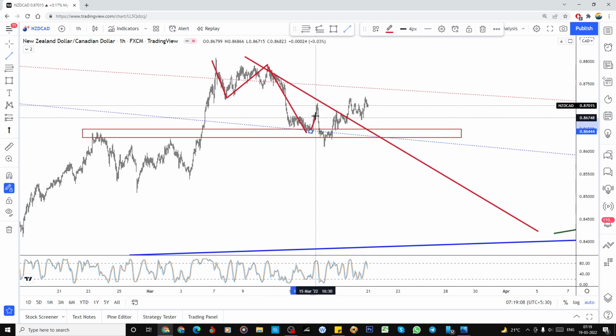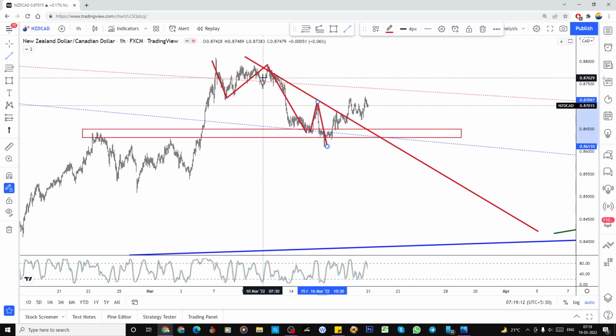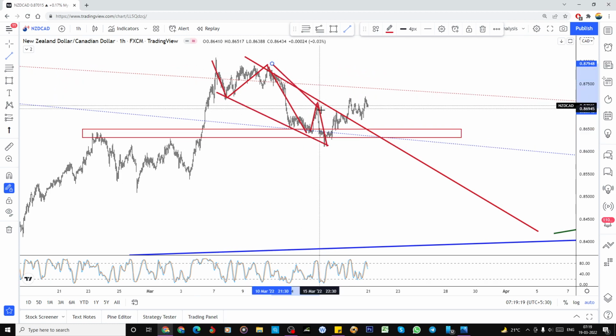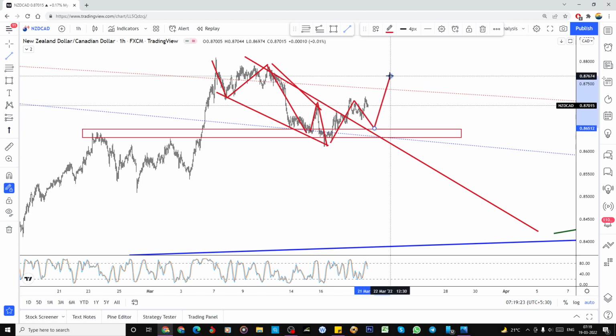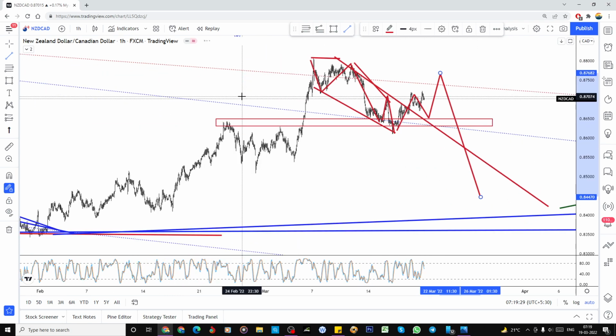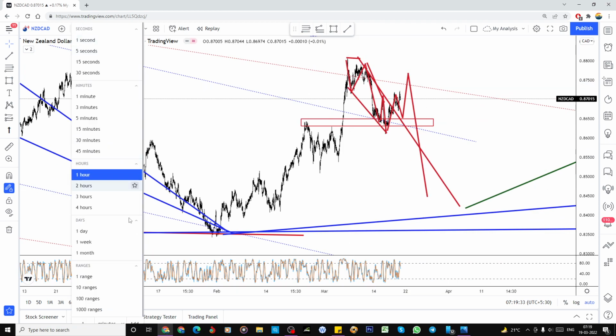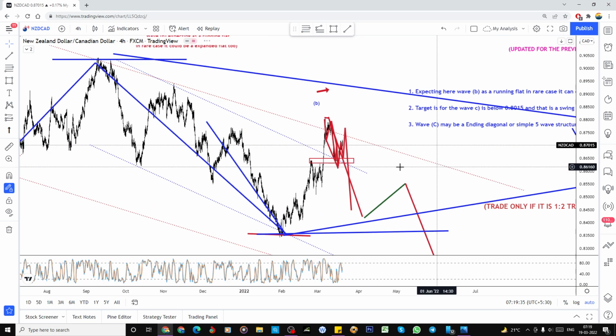And what it did, it bounced and again it came down. So now this has become a 1 2 3 4 5. So this is the clear 5-wave structure to the downside, and we are in the correction part. So wait for this correction to complete, make this as a stop loss, and look for this as per what I expected, 1 2 3 4 5. So here for this pattern.